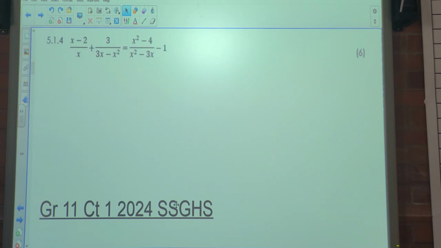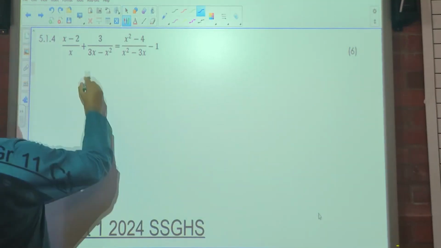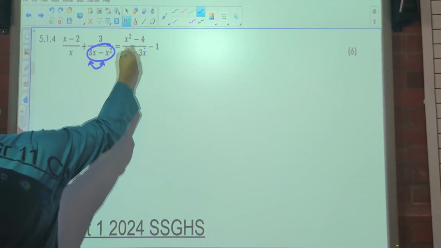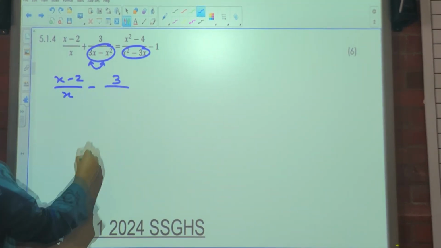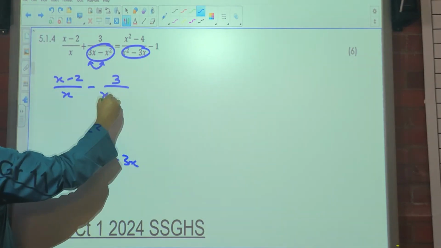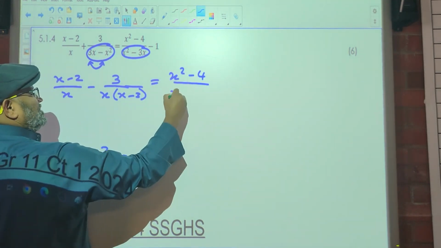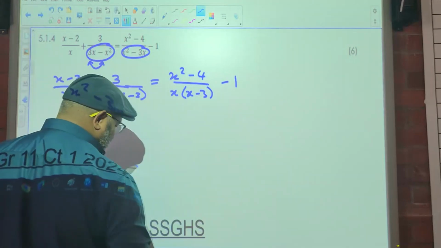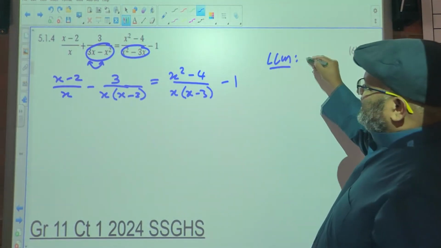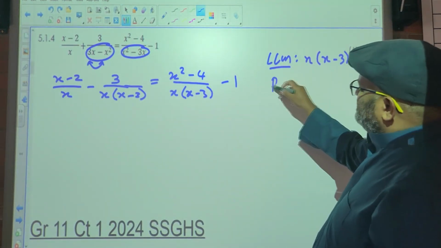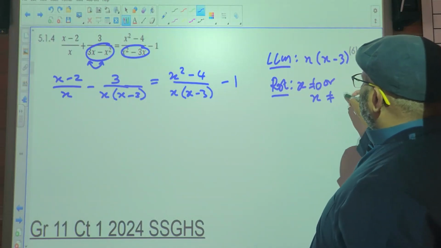For the next one, your algebraic fraction. So when we start here, people, factorize this and swap this one around. So it will be x minus 2 over x. We'll swap that around and negative comes out. 3 over x squared minus 3x. I take x out as a common factor. So x minus 3 equals x squared minus 4 over x as a common factor. X minus 3 minus 1. People, what's your LCM here? X into x minus 3. What's my restriction? X can never be equal to 0 or x can never be equal to 3.